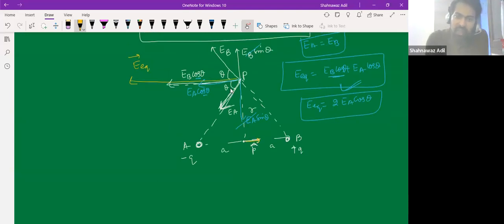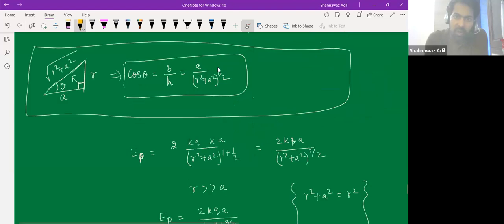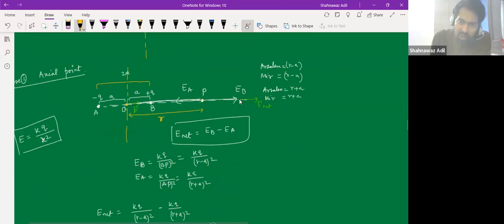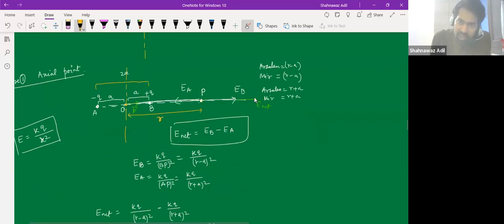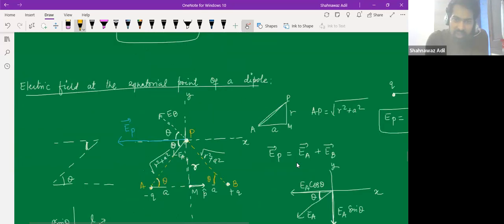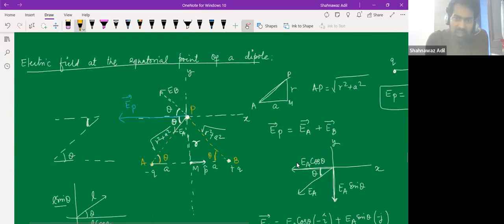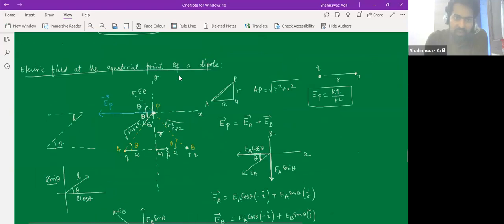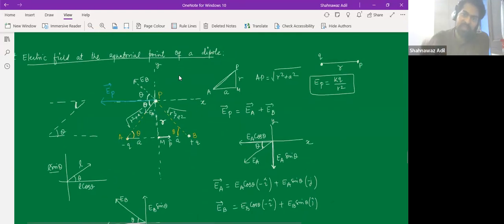In the case of the axial point, what did we see? We saw that E net, E axial, was in the same direction as this one, right? But for the case of the equatorial one, we got the opposite direction. So any questions, any doubt in this electric field due to dipole? Any doubt? No, sir. Okay, so please note it down.